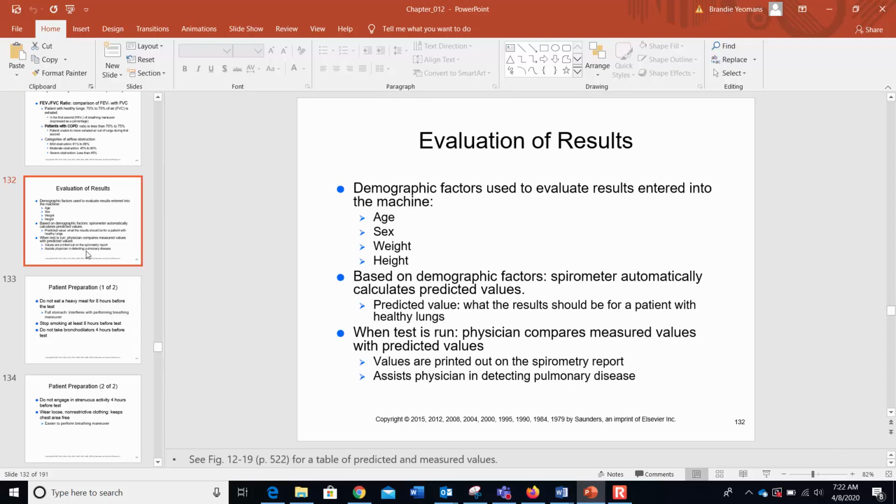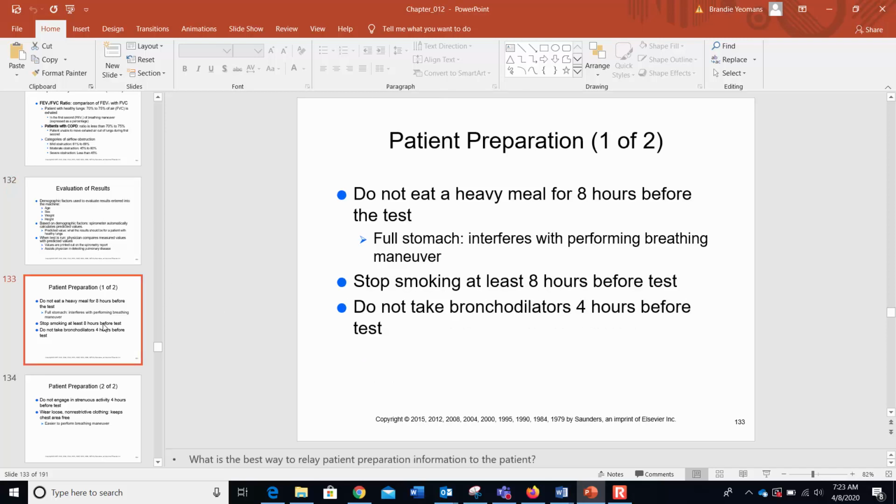Okay, so some of the information that's important while we're doing the spirometry that we have to put into the computer so it can give us a range is the patient's age, sex, weight, and height. That is some very easy information that we can gather from the record, and then we can also verify it as we're entering it into the computer.